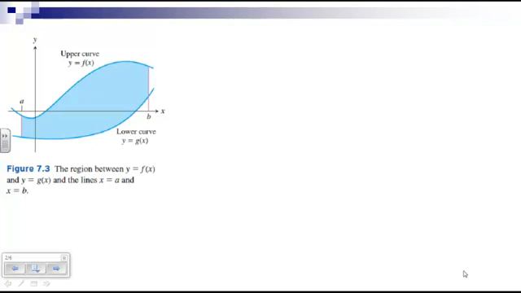So that light blue area, we'd like to find its area. We'd like to find how much area is in between those two curves from A to B.